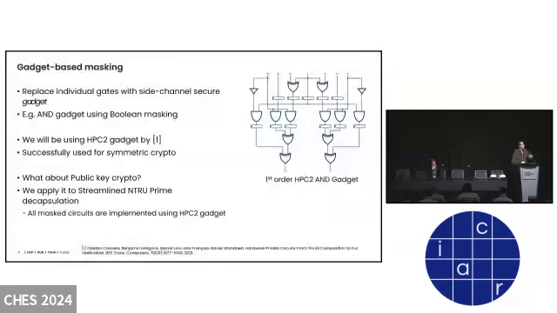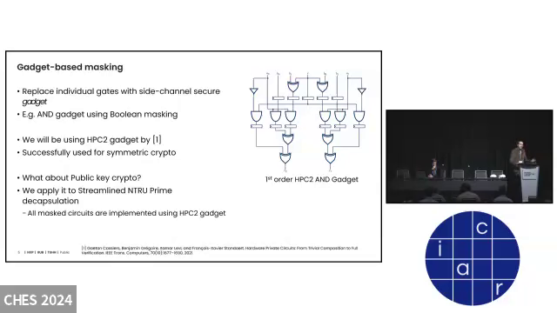What this means is that we basically replace each gate with a side channel secure composable gadget, for example, an AND gadget. In this case, an example is the HPC2 gadget. And of course, we can combine these gadgets in arbitrary ways because they are composable.